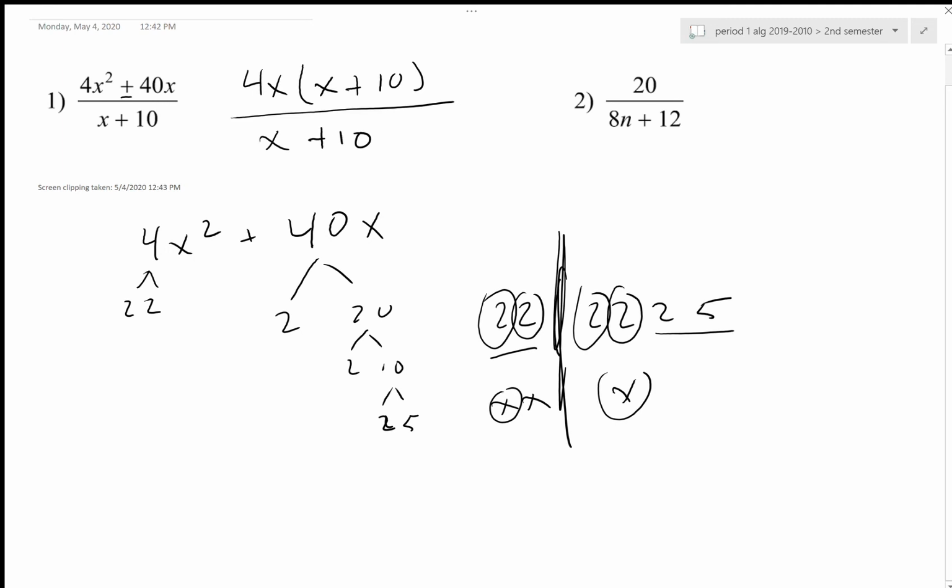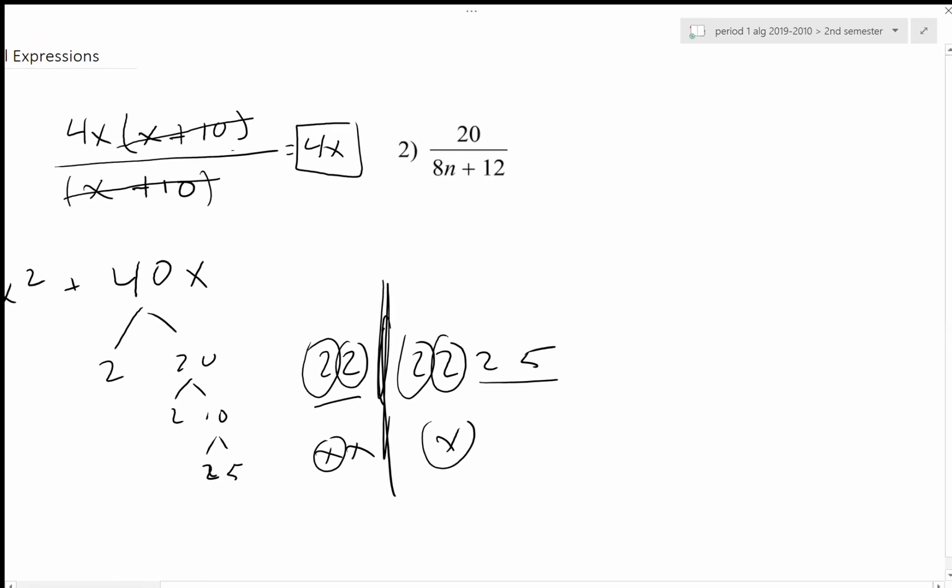Now, what I want you to do is cross out what's the same on top and bottom. This has a parentheses. So see, this is x plus 10, x plus 10. I can cross these out. So what's my answer going to be? 4x. Okay.